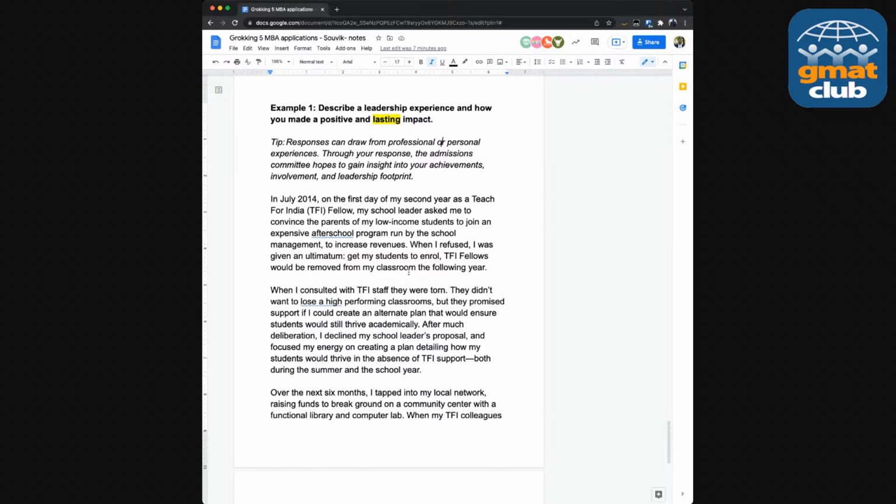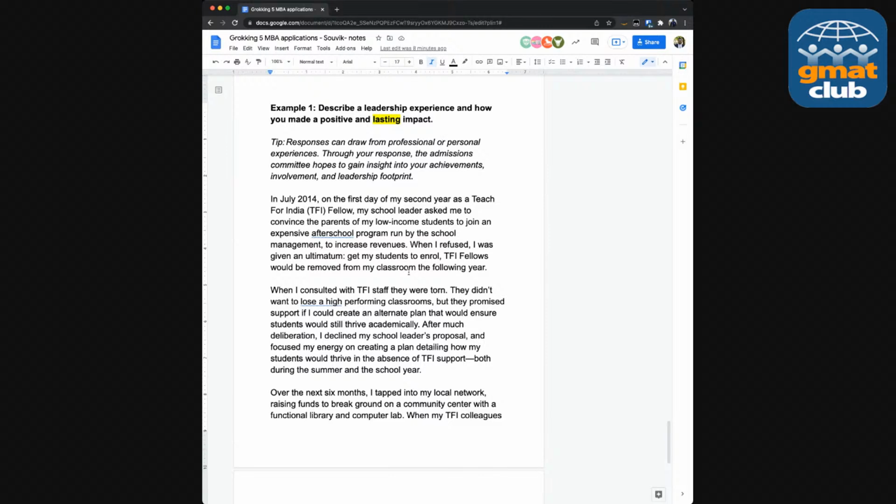And this actually happened. My school leader said that if I'm not able to get my students to that tuition center, which cost my students a lot of money and most of their parents a lot of money, they're just not going to let TFI teachers teach my class the next year. TFI had already been teaching this class for the last 5 years, and as a result, we had been able to build really strong relationships with the parents of my students.